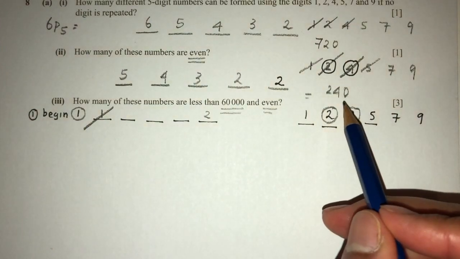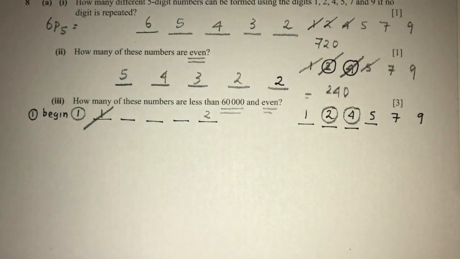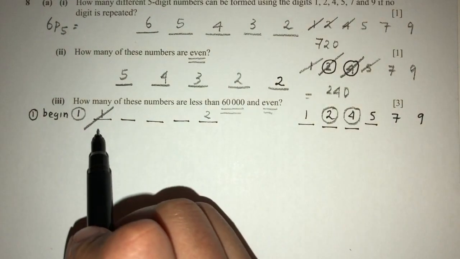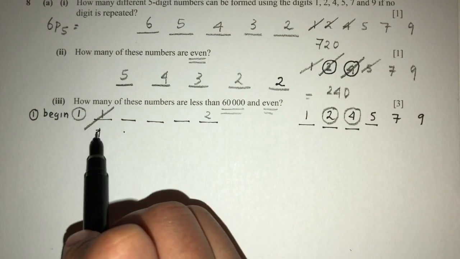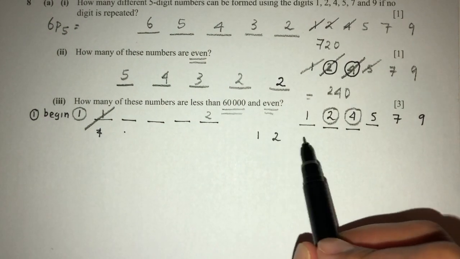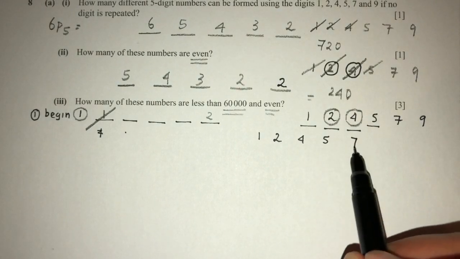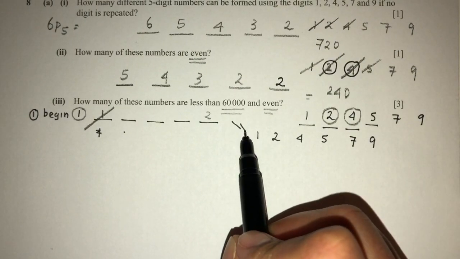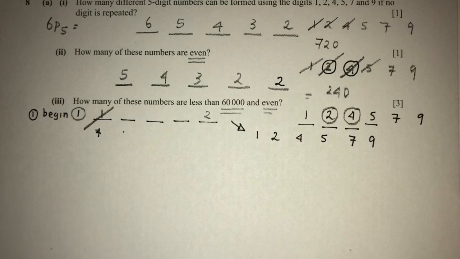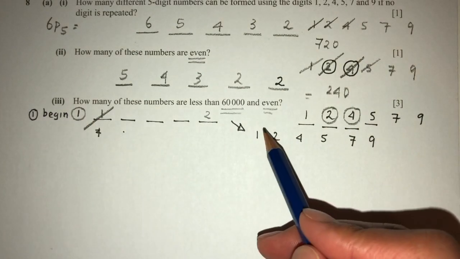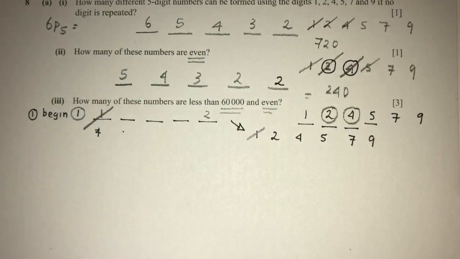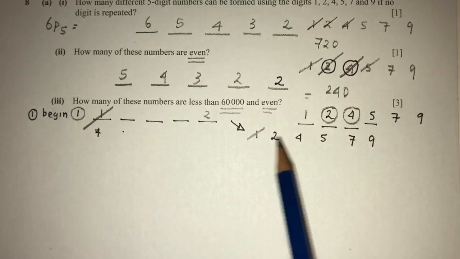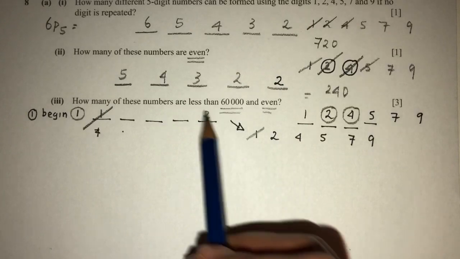Let's say we choose number 2, gone. So let me write this down again. That will be 1, 2, 4, 5, 7, 9. That is for this one. Okay, so basically I put 1 here, I forget about 1, because this is what we are assuming for our case number 1. Now, for the number to be even, I can choose either 2 or 4, so I have 2 choices.